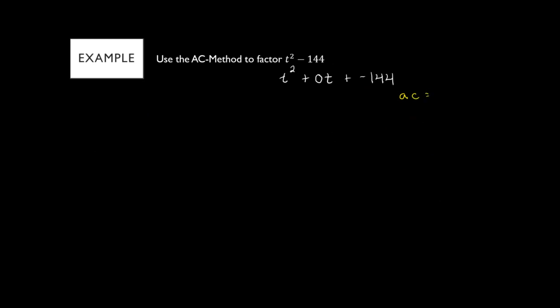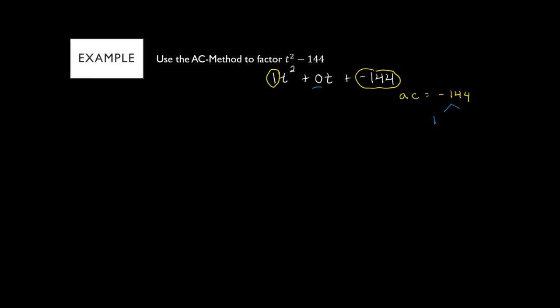So a times c is going to be negative 144 because the number in front of the t squared is 1. And if you want, you can even write that number in to kind of help you out. I think I grabbed the wrong color. There we go. So we're multiplying 1 times negative 144. And then we're adding to 0.